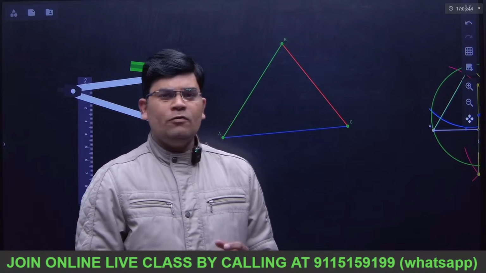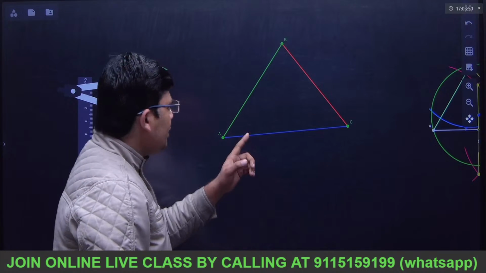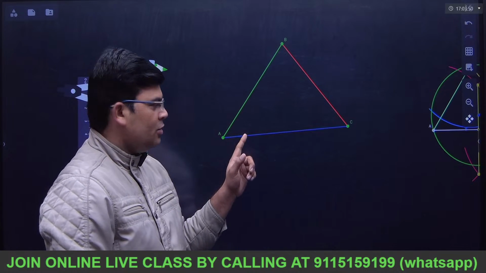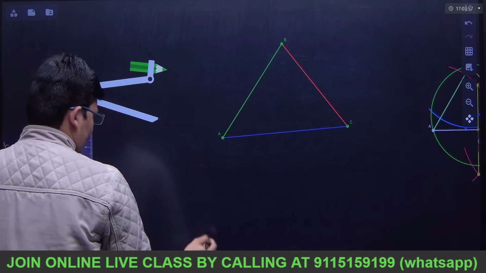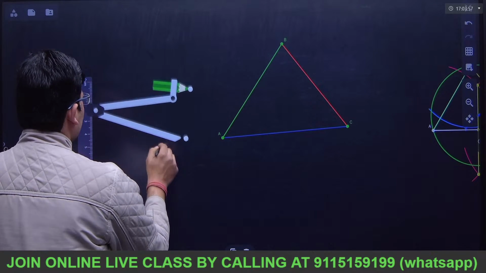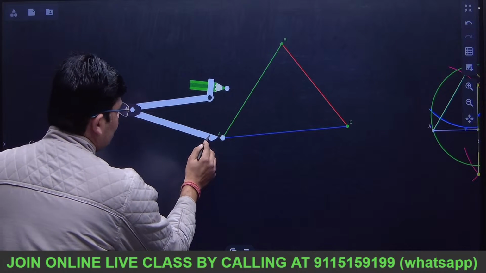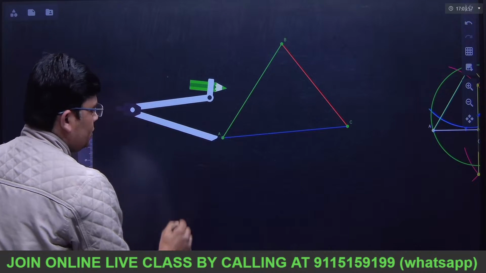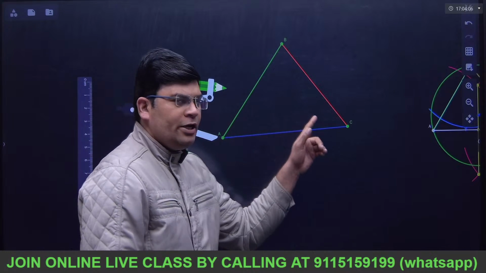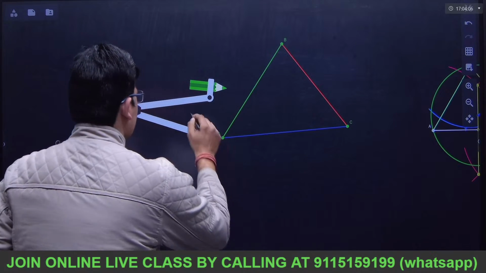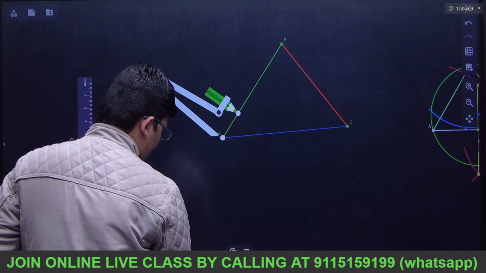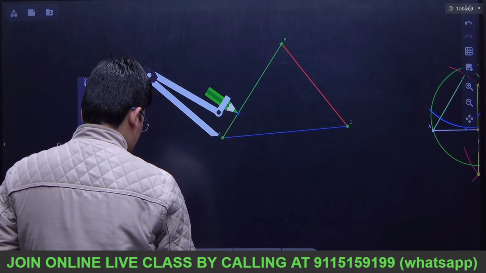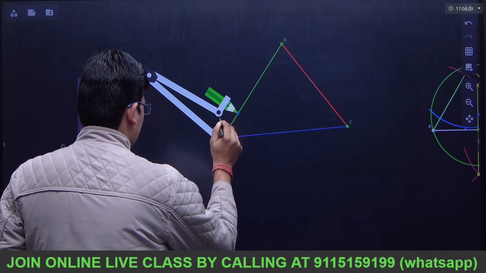Incenter means we need to find a circle which will touch all these three sides. So the first aim is to find the center of the circle. To find the center of the circle, the logic is we have to bisect any two angles. We can bisect any two angles. So first what I'm going to do is, let me mark a point here. We should always start from a point.